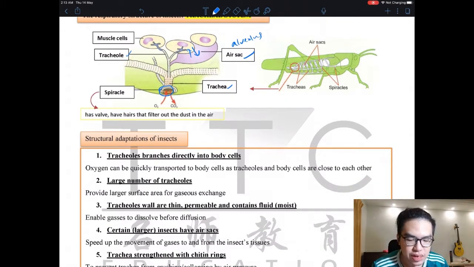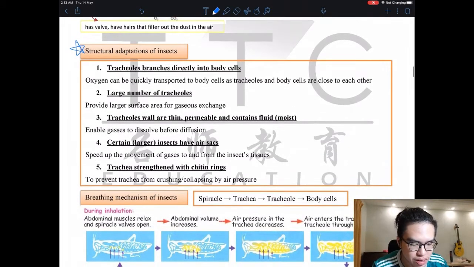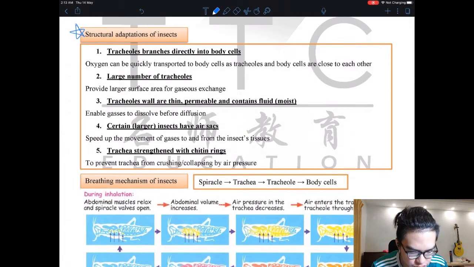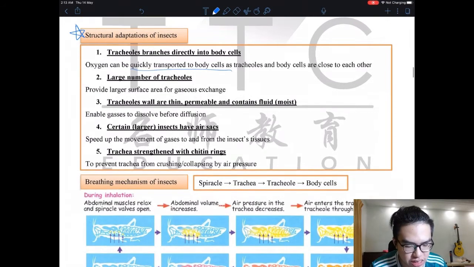All right, the important part here is actually to memorize the adaptation. For amphibians, for humans, for insects, the important part is to memorize the structural adaptation. So number one, it branches directly into body cells, so oxygen can be quickly transported to body cells. Number two, this is very common sense, it has a large number, because why? To provide large surface area. This is similar to our lungs. We have a large number of alveoli to increase the total surface area.